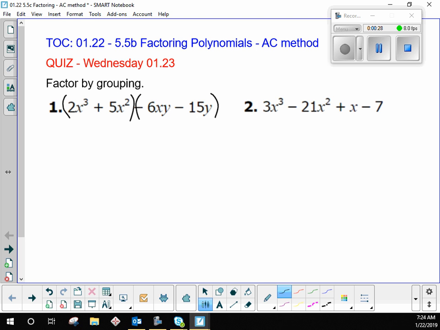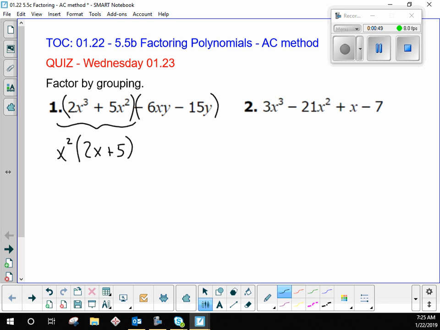Remember, you group the first two together and the second two. You GCF the first group. Their coefficients have nothing in common, and the most x's they have in common is 2, so we write x squared outside. We write the leftover factors on the inside. We're left with 2x plus 5, and you can always check yourself there by distributing.